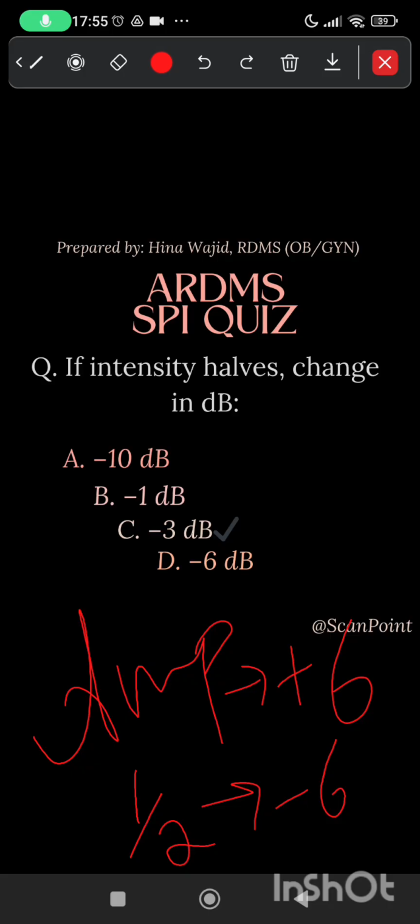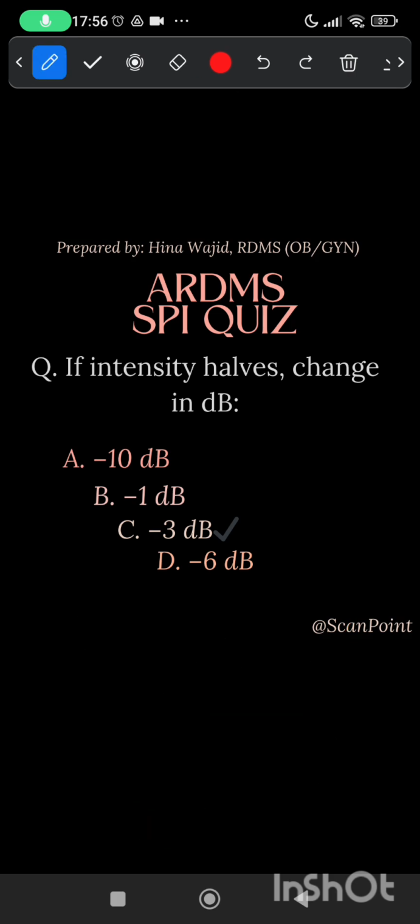For power and intensity, when it doubles, the change is plus 3 decibel. When it becomes half, the change is minus 3 decibel. For amplitude and voltage, when it becomes double, the change is plus 6 decibel. When it becomes half, the change is minus 6 decibel. And why does this happen? Because there are proper formulas for the calculations.